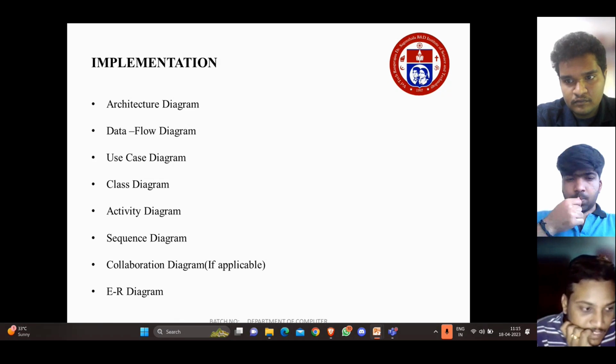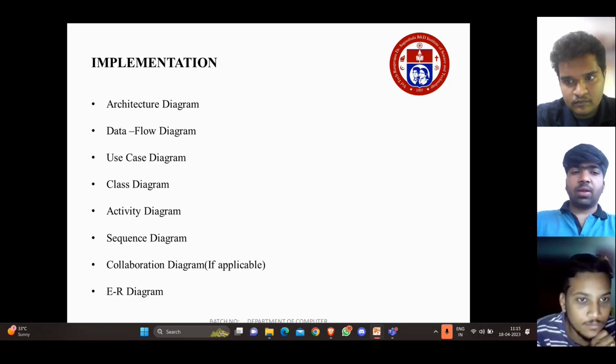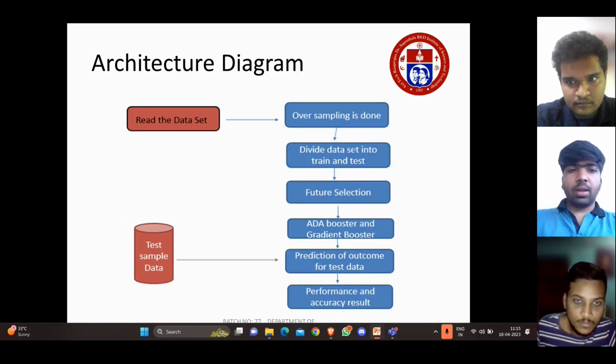Yeah, here we go, the implementation. For better understanding, we have included the architecture diagram, data flow diagram, use case diagram, class diagram, activity diagram, sequence diagram, and collaboration diagram, if applicable. The collaboration diagram isn't mandatory, so here we go.